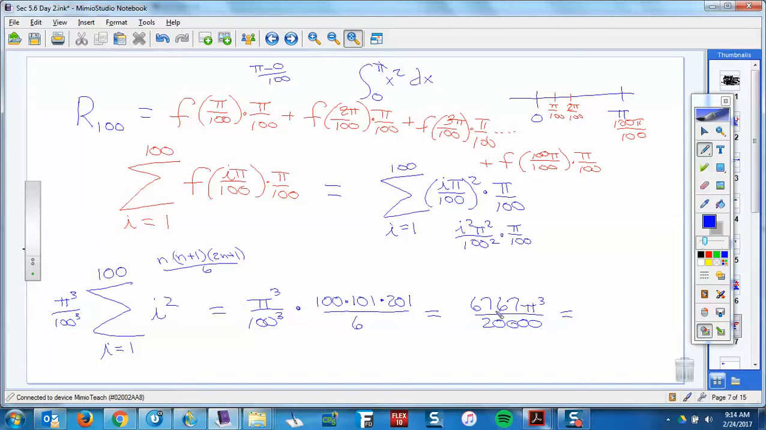Now give me that as a decimal. How much was this exactly? Remember, it was pi cubed over 3. What was pi cubed over 3? 10.335.